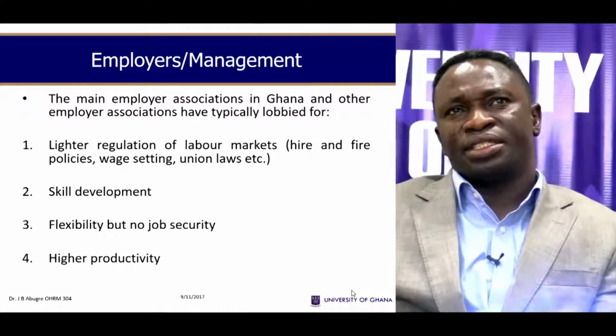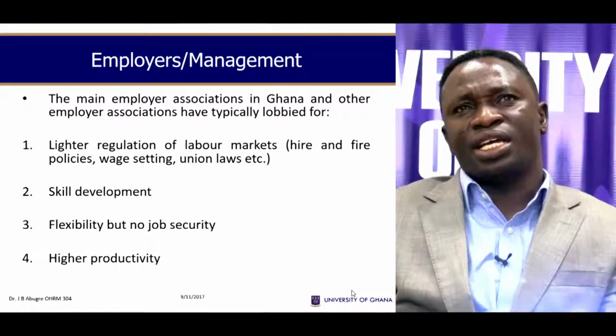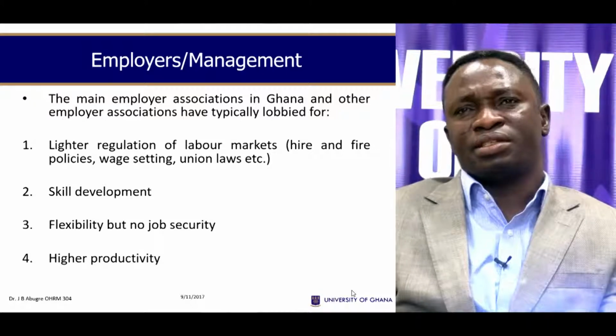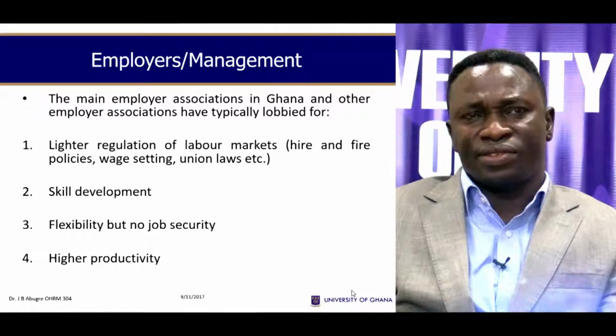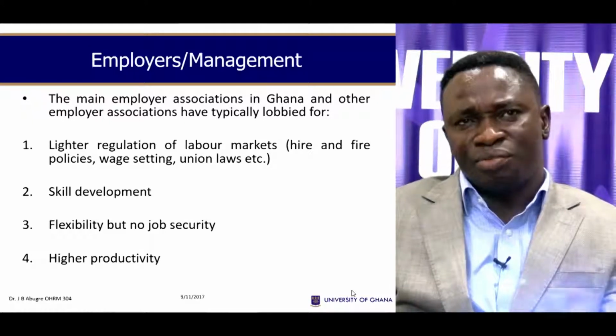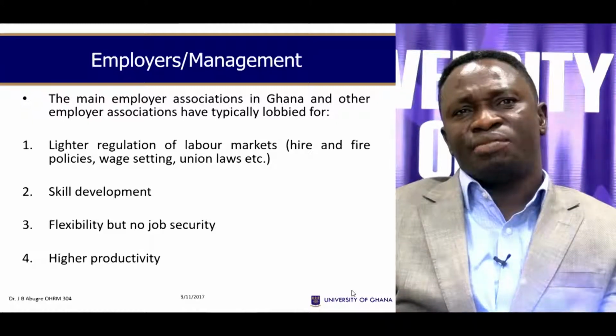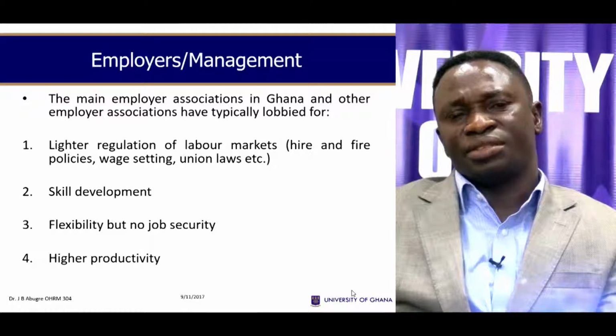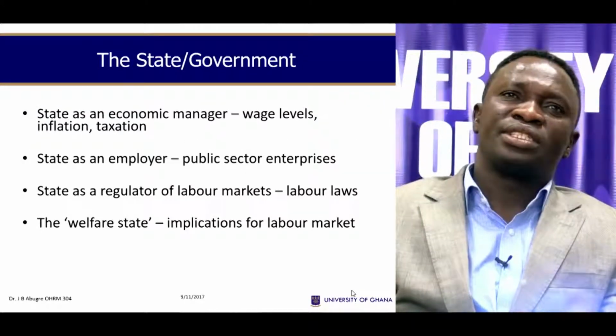Employers and management. The main employer association in Ghana and other employers associations have typically lobbied for: 1. Lighter regulations of labor markets, that is, hire and fire policies, wage setting, union laws, etc. 2. Skill development, that is, developing the skills of employees. 3. Flexibility but no job security. 4. Higher productivity.